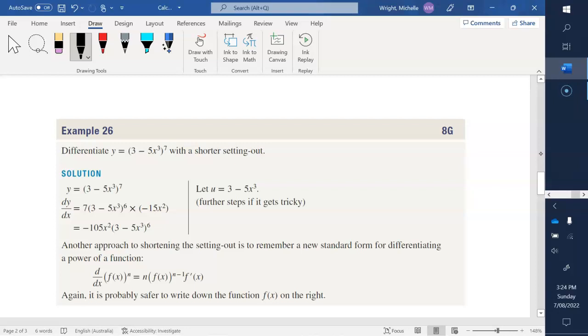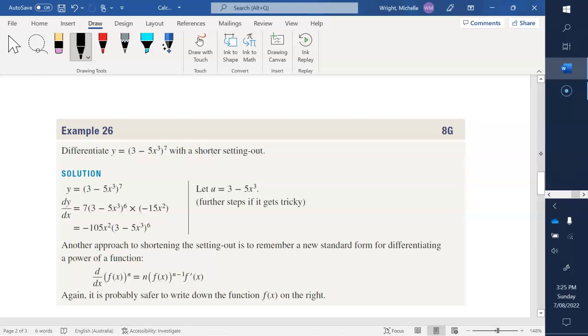Okay, so another approach to shortening the setting out is to remember a new standard form for differentiating a function. So it says d dx of the function. Remember, this is our function, or our y, so it's dy dx, and it just has y in terms of x. To differentiate that, the n comes down the front. We differentiate what's inside there, and that's our f dash of x, and then we have our function, and we take 1 off it, which is what I've been doing up above.